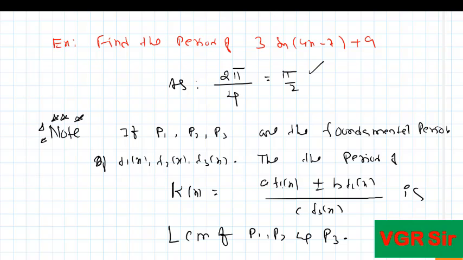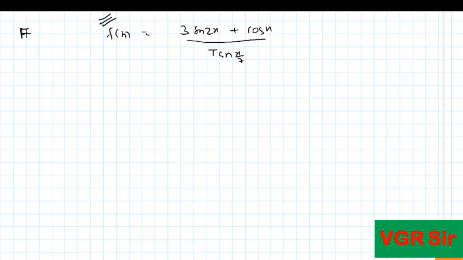Okay students, now I will explain through one example. Observe here. For example, find the period of the function f of x equal to 3 sin 2x plus cos x by tan x by 7. This is the problem. How to find the period of this function? Interesting example, no? Just find the period of each term, find their LCM, and that gives the fundamental period of f of x.